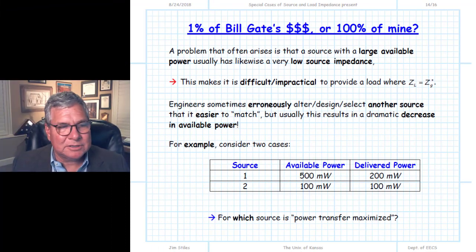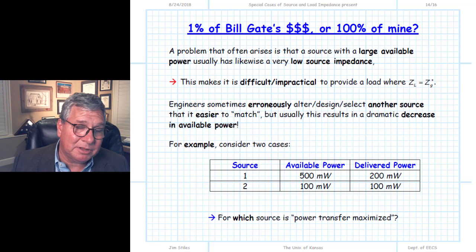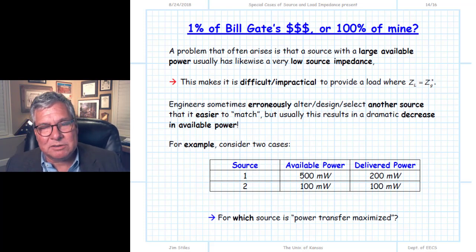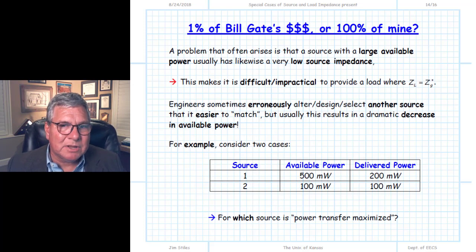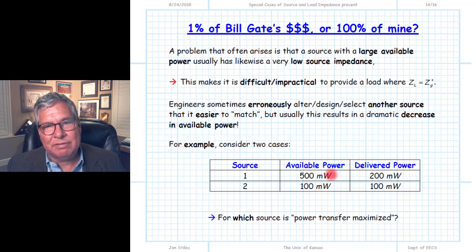So to give some numbers, let's do a little thought experiment. And this is something that I actually saw more than once in my time as a working design engineer. We look at a situation where we're connecting a source and load, and we find that the load is absorbing energy at a rate of 200 milliwatts, 200 millijoules per second. And that 200 milliwatts is far less than the available power of that source. 500 milliwatts is the available power.